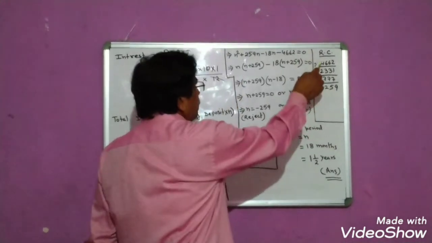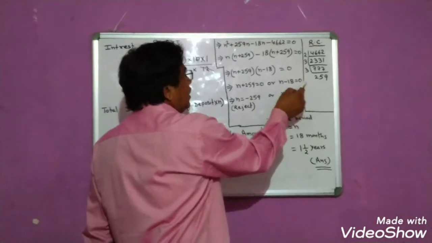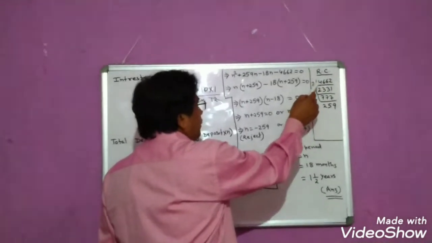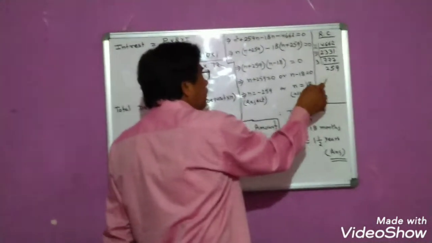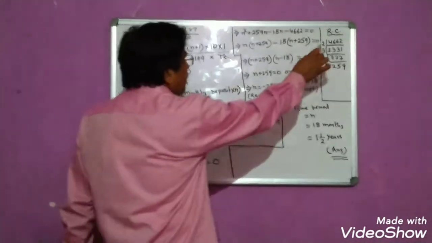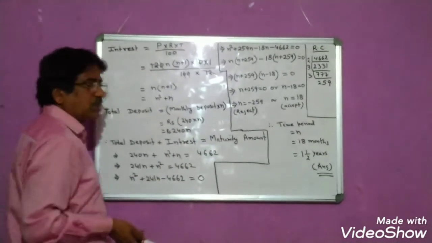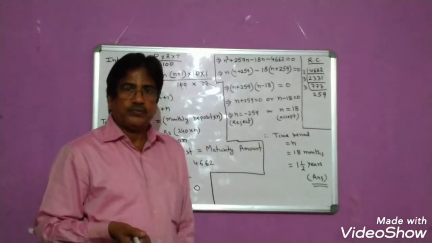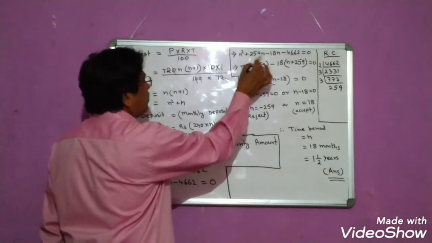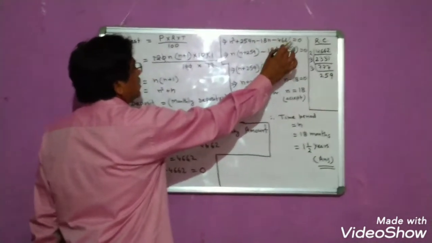By finding its factors, we got this, just see I have shown here: 3 3s are 9, 2s are 18. If we subtract this 18 from 259, we get the value 241. And if we multiply this 18 with 259, we get the product equal to minus 4662. So now we will try to factorize it. So n square plus 259n minus 18n, because this value is equivalent to 241n, minus 4662 is equal to 0.